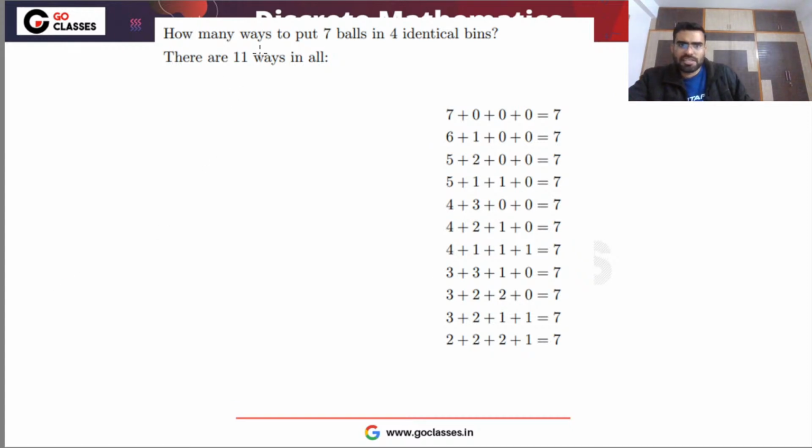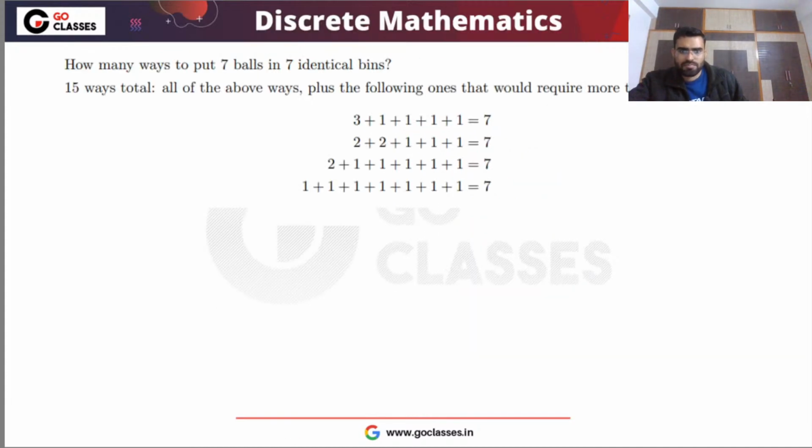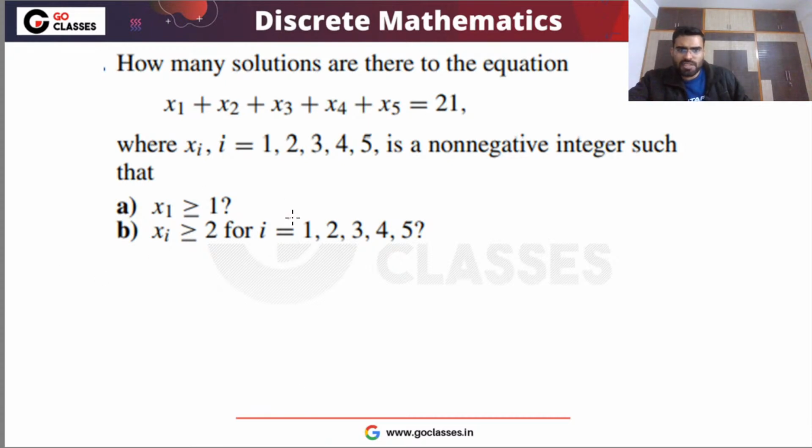So you can just try this. How many ways to put 7 identical balls in 4 identical boxes? Anyway, you can just check it out. Can anyone tell me what the answer for this is? What should be the answer? How many solutions are there for this equation? x1 plus x2 plus x3 plus x4 plus x5 equal to 21, such that x1, okay, option A, what is the answer for option A?